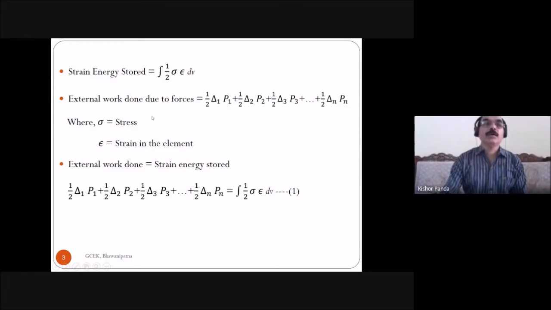The external work done due to the forces is equal to half delta 1 P1 plus half delta 2 P2 plus half delta 3 P3 plus half delta n Pn. And the external work done is equal to the strain energy stored in the body. So half delta 1 P1 plus half delta 2 P2 plus half delta 3 P3 plus half delta n Pn is equal to the integration of half stress into strain into the change in volume. This is equation 1.